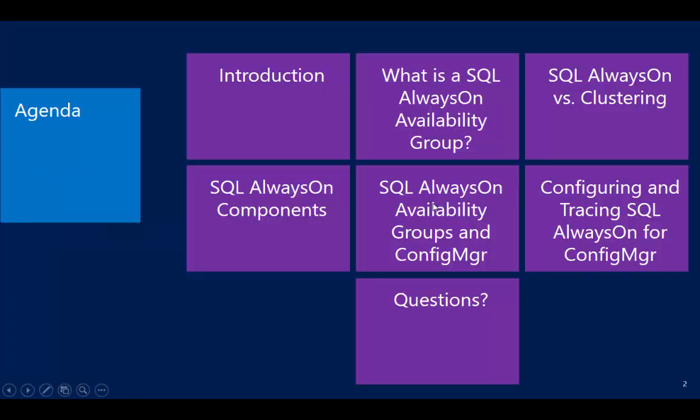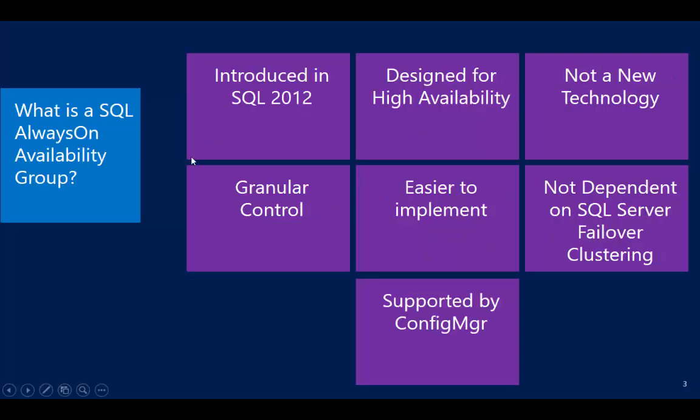Here's our agenda. We're going to talk about what SQL Always-On Availability Groups actually are, the difference between SQL Always-On Availability Groups and clustering, some of the components there, and then how specifically we relate in a Config Manager world and set that up, and then we will go through a configuring demo. That's where we will spend most of our time in this session.